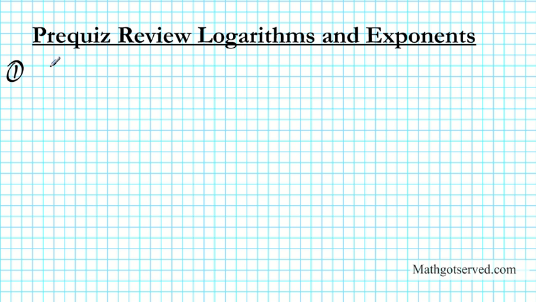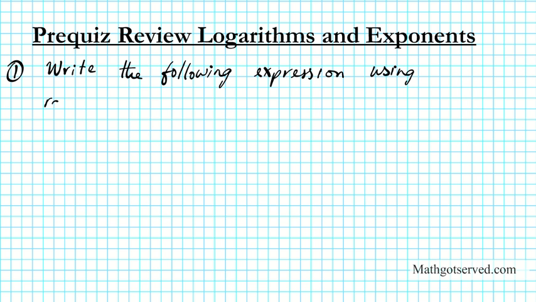Question one, you're asked to write the following expression using rational exponents. Okay? So in this problem, we have the fourth root of 9x squared y to the fifth. So we're going to use the nth root property to express this using rational exponents.